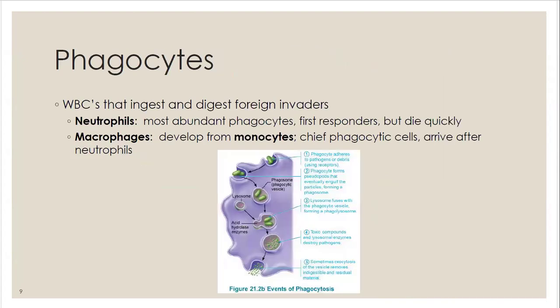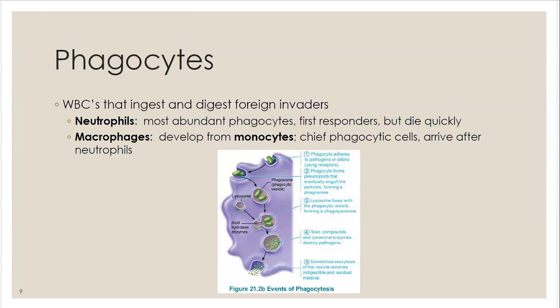Okay, so phagocytes are white blood cells that engulf and digest pathogens. There are two main types. Neutrophils are the most abundant, and they're the first responders, but they are very short-lived. They die quickly. Macrophages come from monocytes, and they are the primary phagocytic cells that arrive after neutrophils.